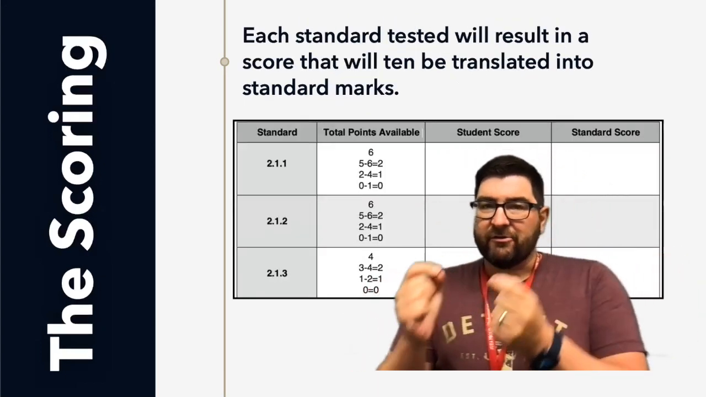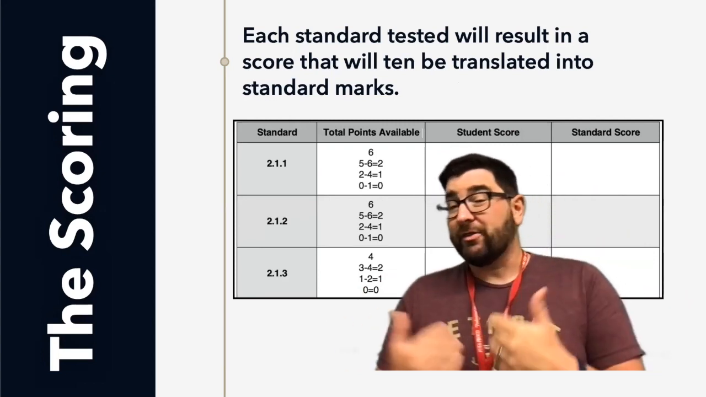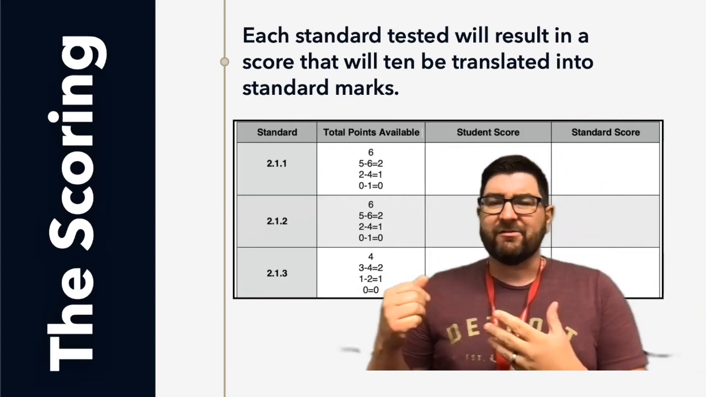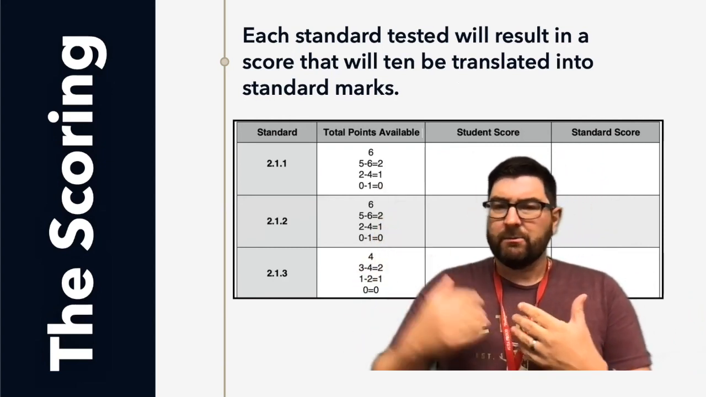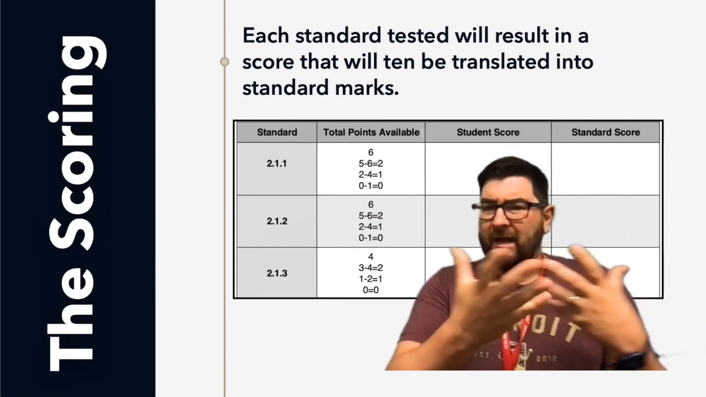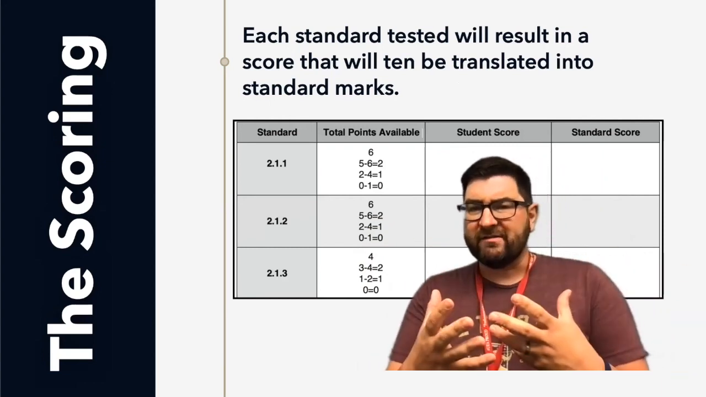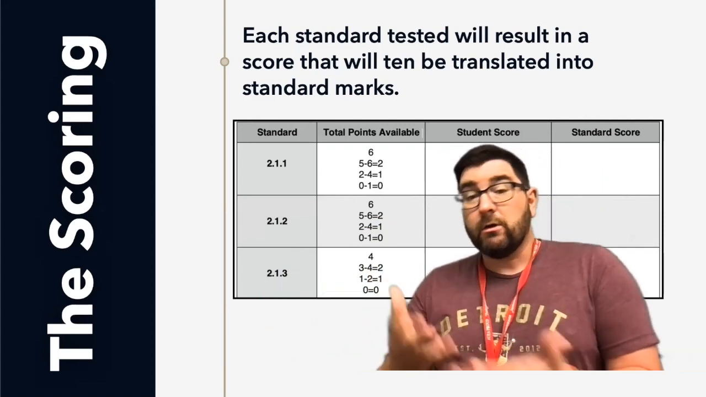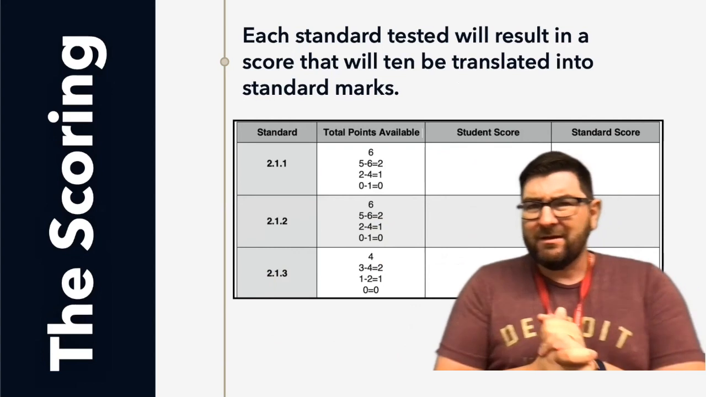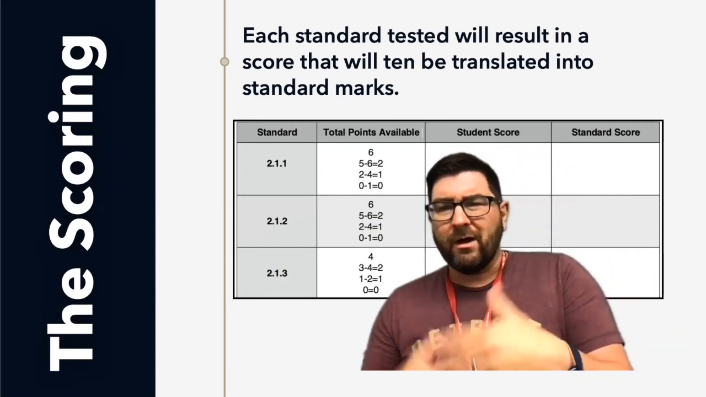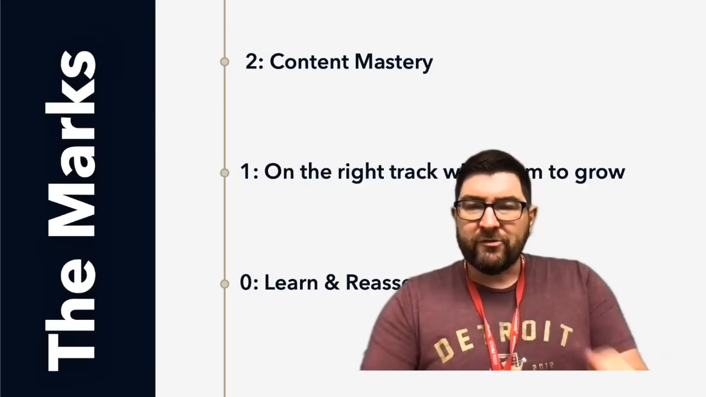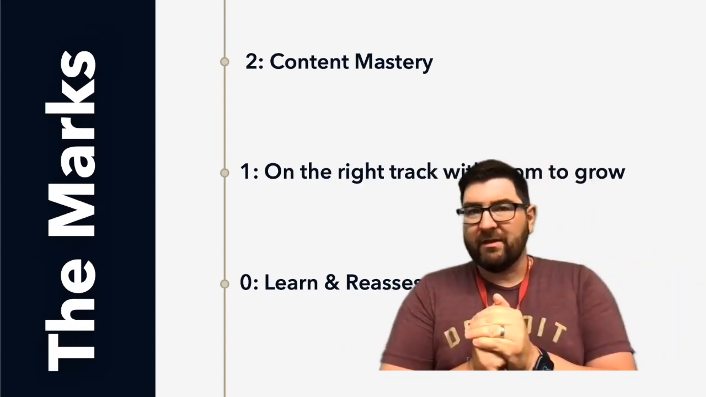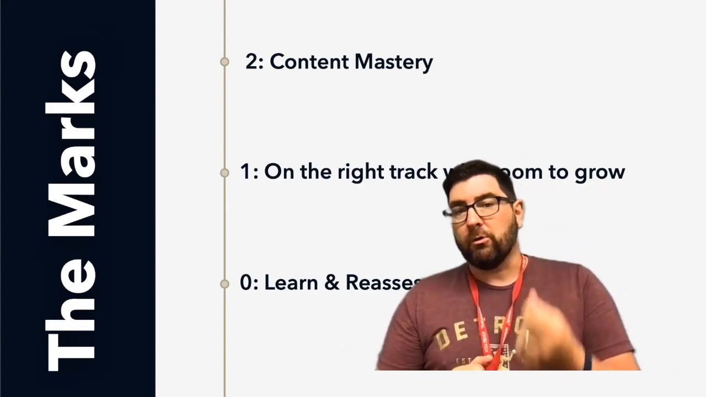Now, each particular standard will probably have 2 or 3 questions that go along with it. And so we'll see an example like this at the end of a test where you might have 6 points available on a particular standard. And if your score was a 5 or a 6, we're going to call that a 2. If it was between a 2 and a 4, we'll call that a 1. And if you really didn't know what was going on and it's a 0 to a 1, we'll call that a 0. Those are the marks that we're using as our standards. And we're keeping it as simple as we can, a 2, a 1, or a 0.